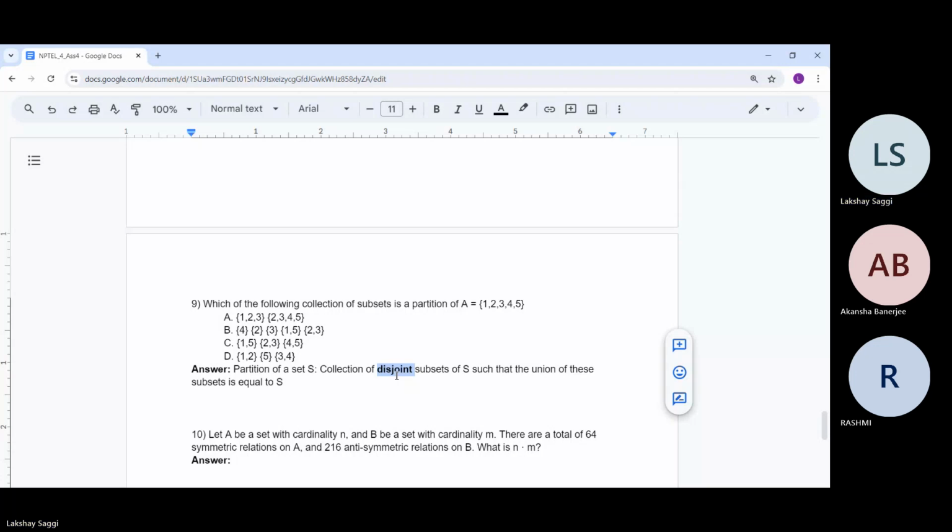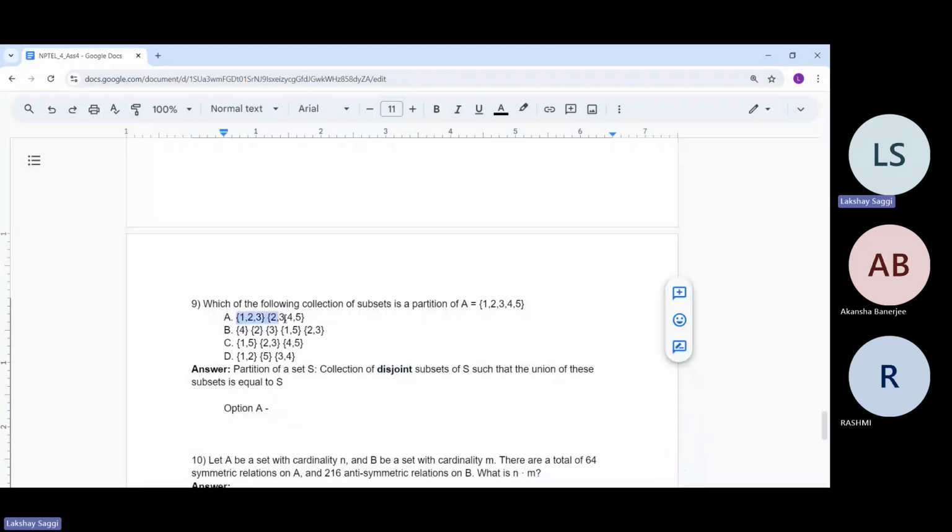So what we want is that the subsets should not have any element in common, and the union of the subsets should be equal to S. So let's go option by option. Option A says 1, 2, 3. Okay, Akansha has already answered option D in the chat, but let's see if this is correct or incorrect. Option A says 1, 2, 3, and 2, 3, 4, 5. These are the two subsets. Do these form a partition or not?